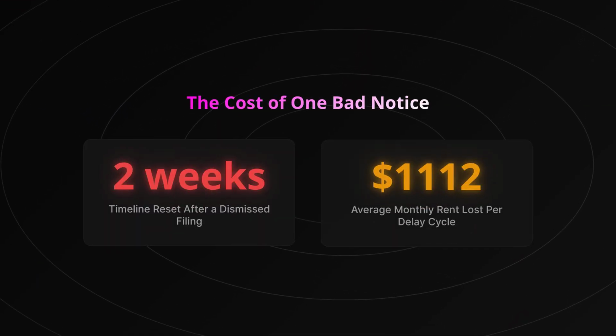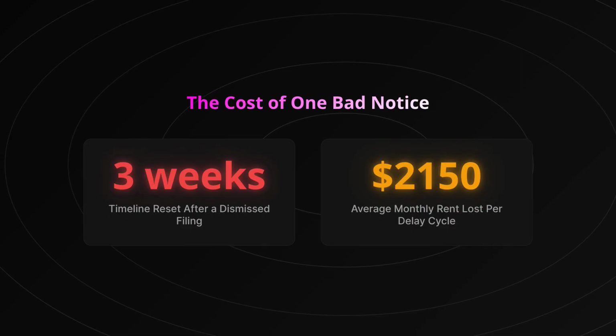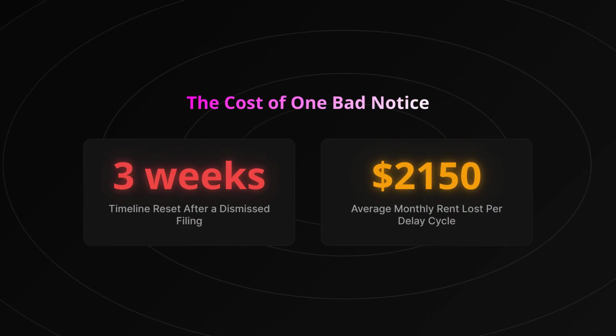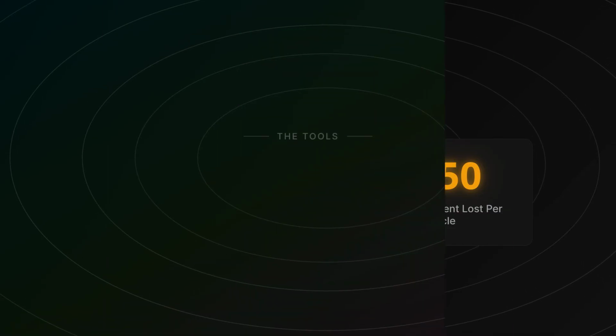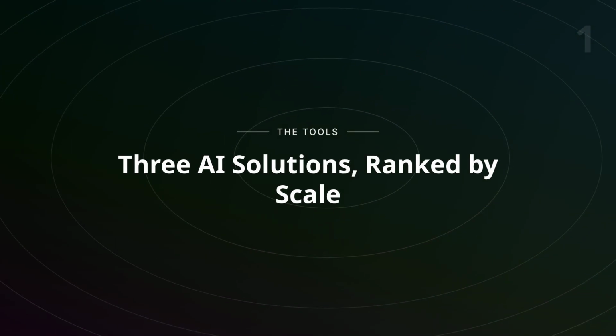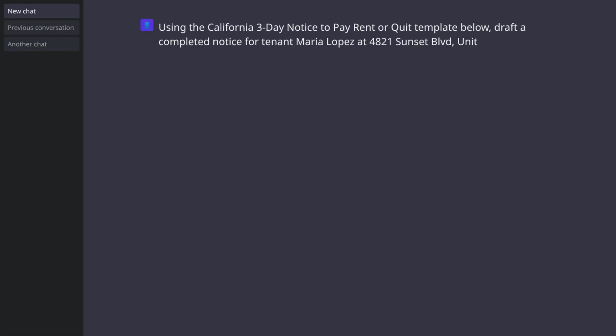units. One wrong notice period, one missing legal clause, and your eviction case gets thrown out. You restart the clock, lose weeks of rent, and pay your attorney again. The cost of a single drafting error is not small. Let's walk through 3 AI tools, starting with the one you can use today without any new software.